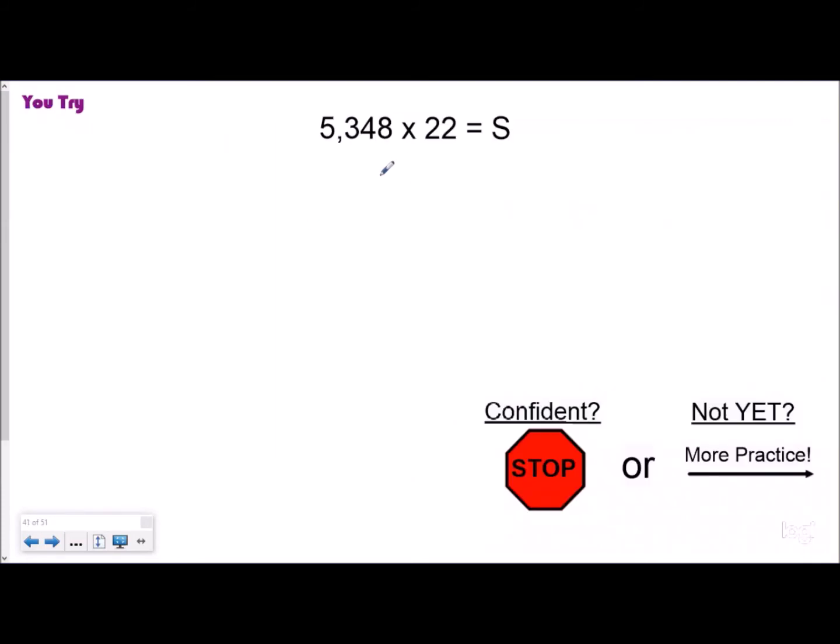So let's look at the you try. After it, of course, if you're confident, you can stop, or if you need another example, right, you just don't have it yet, then you can keep watching for more practice. So go ahead and pause it and solve 5,348 times 22.